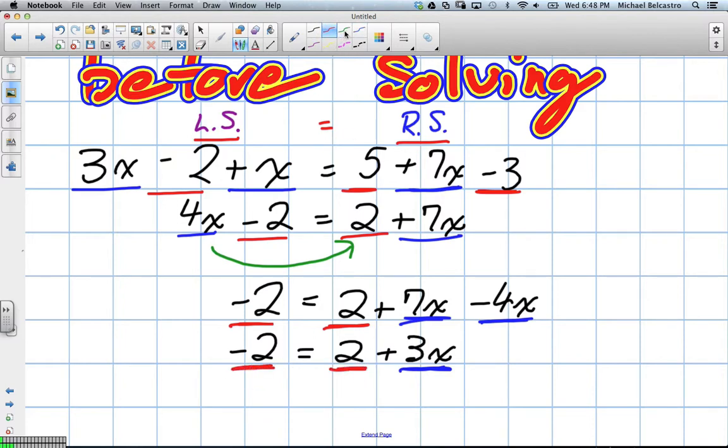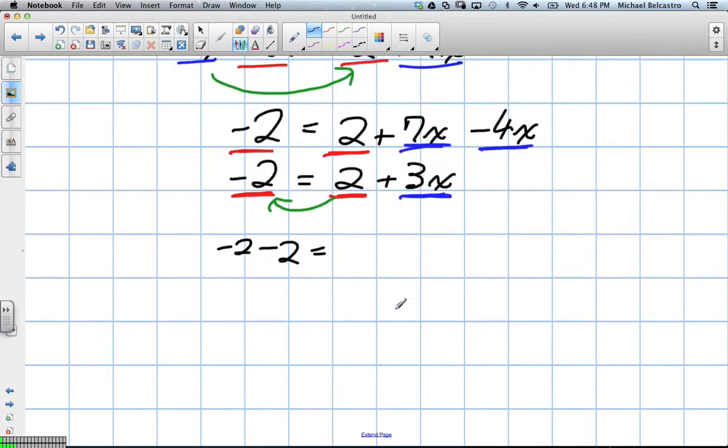We need those to become simplified. So I'm going to move this 2 to the other side. Negative 2. So we get negative 2 minus 2 equals 3x. So that's a blue and a red. Negative 2 minus 2 is negative 4 equals 3x.